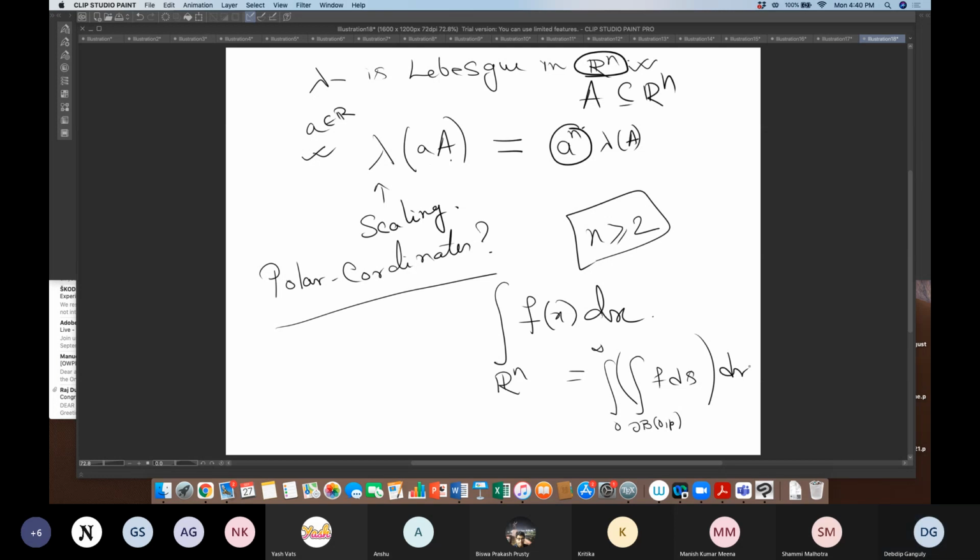Yes or no? No, sir. Okay, at least you should visualize. Can you visualize this? Integration over Rn of f(x) dx is 0 to infinity, ∂B(0,r), f(x). So just think of R2. You have to integrate over the whole Rn. So how can I write R2? So how to integrate? You take a ∂B(0,r).